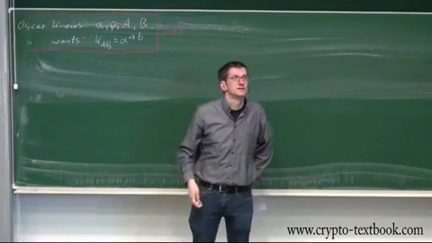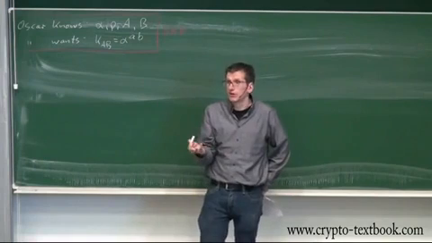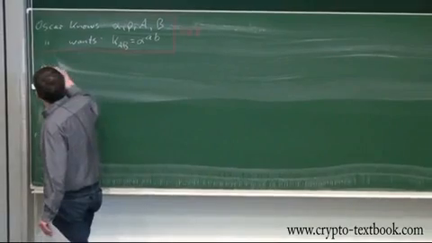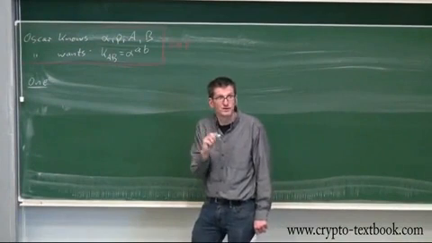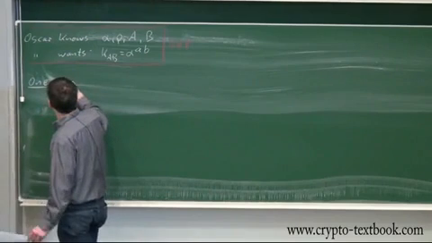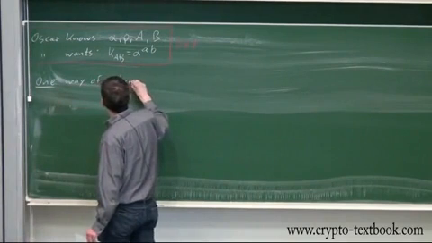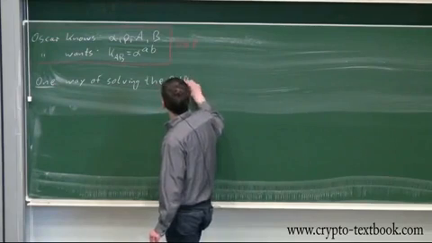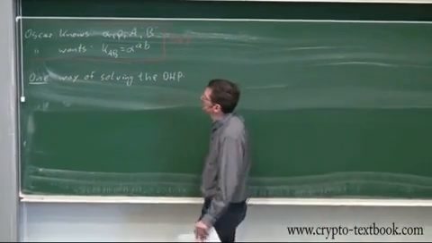Lowercase, right? Lowercase a, lowercase b. Exactly. Either lowercase a or lowercase b. That's the thing. So, one way of solving the Diffie-Hellman problem is along the lines of what the colleague just told us.